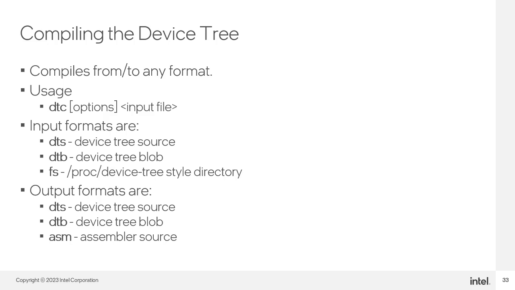The device tree compiler converts from or to any of the following formats. Input formats are DTS, DTB, or FS, which is a proc device tree style directory. Output formats are DTS, DTB, or ASM assembler source. You can, for instance, compile a DTB and have an output format of DTS. You can use from or to any format as input or output.